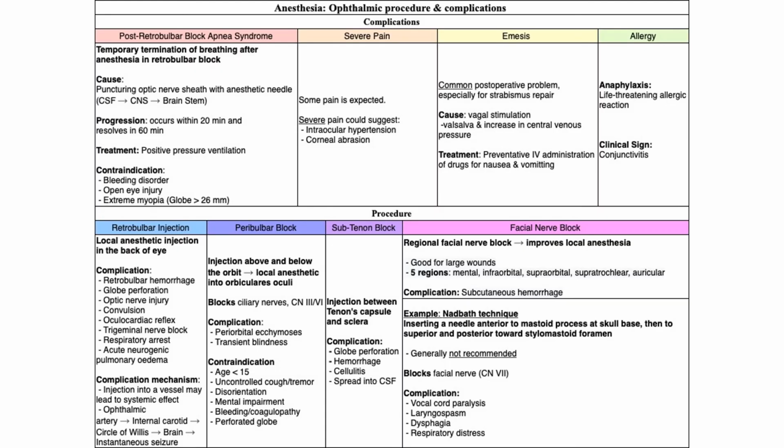So here is a summary of all the complications and procedures that we've talked about.